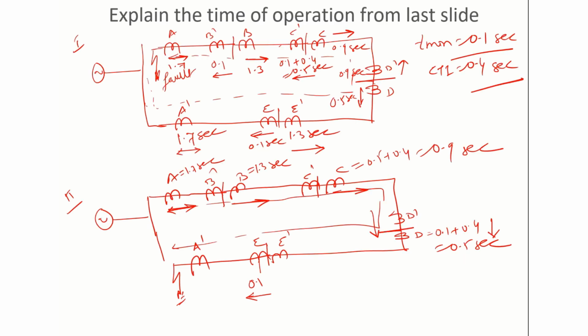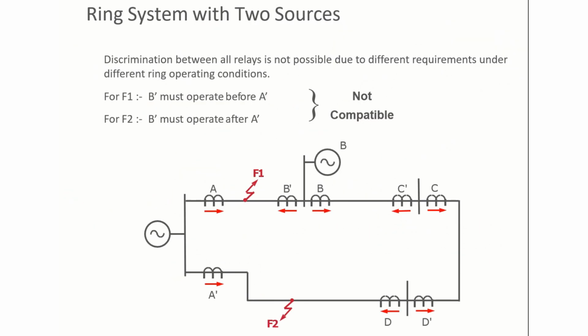So now consider another example. In this example, now we have a ring system, but that ring system is now connected with multiple sources. So again, this is exactly the same example as the last example, with the only addition that now we have additional source B. For this particular case, this is again a very unique type of challenge, and this is basically a real world challenge when we are going to coordinate using overcurrent relay. These types of challenges will come.